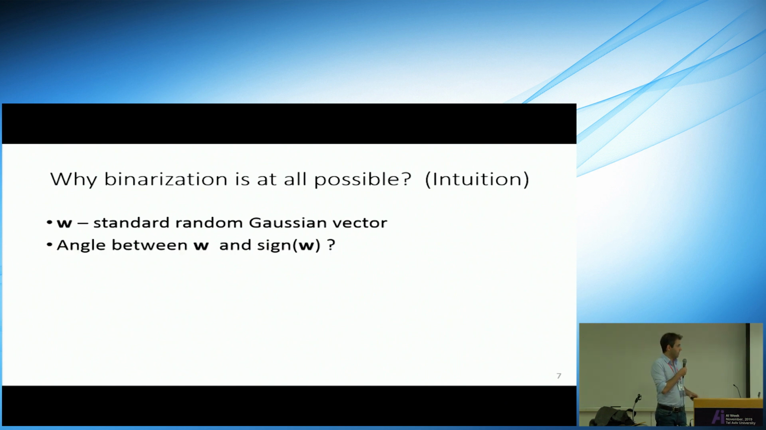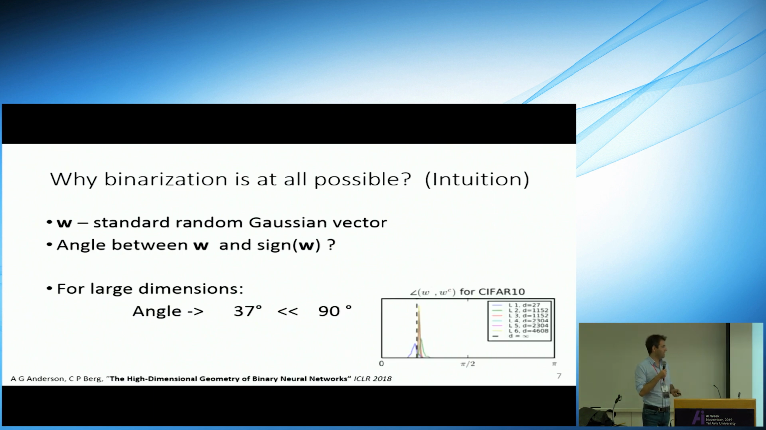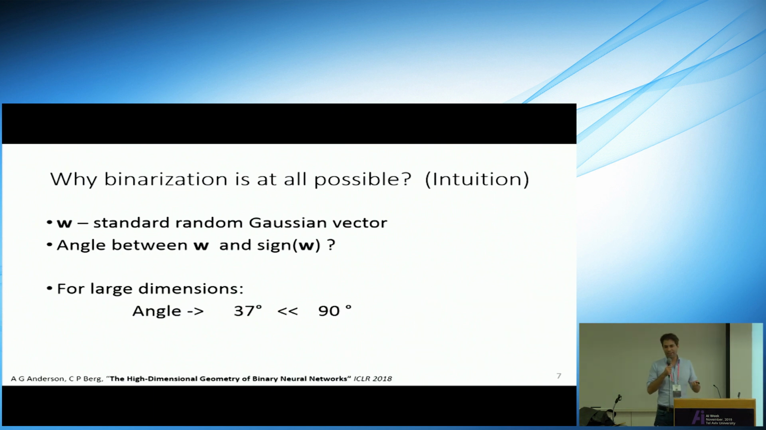But if you take the angle between a vector and its sign, then does anybody have a guess what the angle between those two vectors will be? Almost 37 degrees. Okay, so 37, you can do the calculation, just a Gaussian integral, and that's very significant. It's much lower than 90 degrees, which is what you have for two random independent vectors. So the direction of the vector seems to be maintained quite a lot when you do binarization.